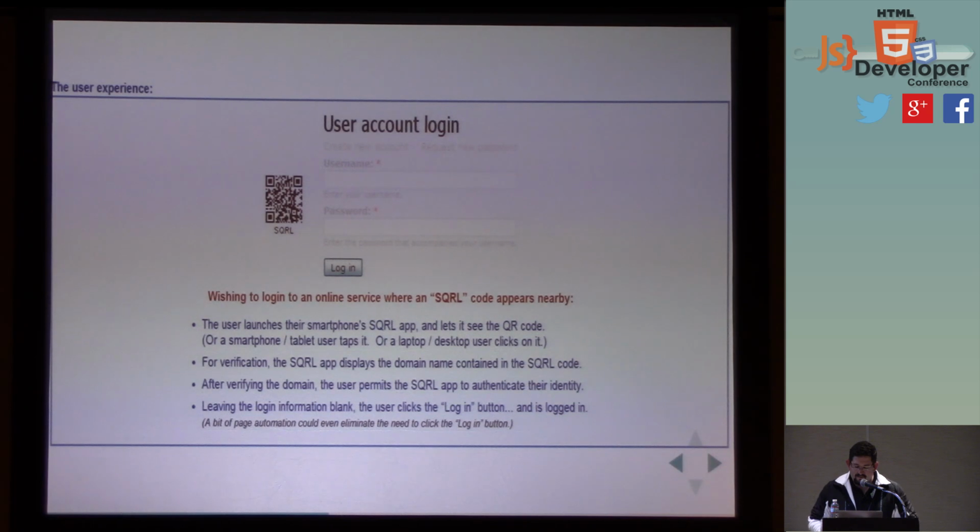And after verifying the domain, the user permits the SQRL app to authenticate their identity. Leaving the login information blank, they can just click log on, or if there's a bit of AJAX going on in the background, once the authentication on the background is received, you can send a push message down to your web application to log the user in. So I would highly recommend you give them some sort of feedback, you know, a green light, you're being logged in, and then log them in.